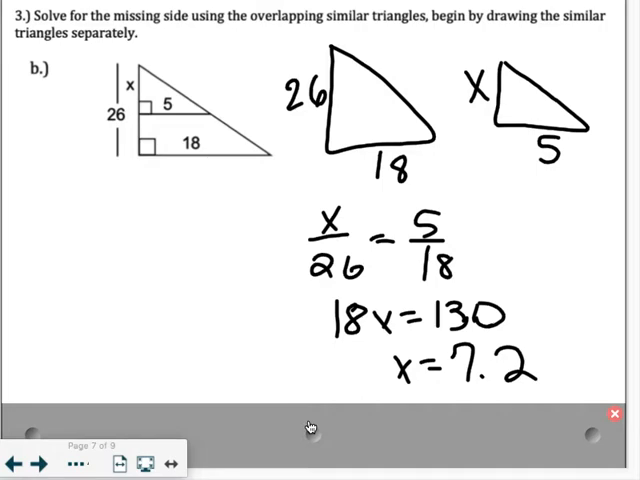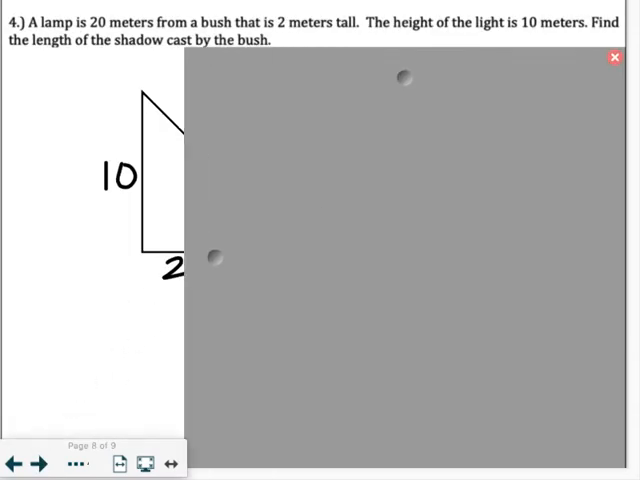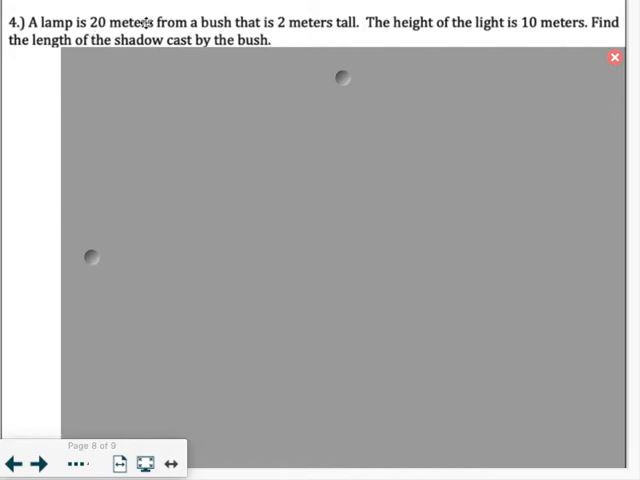Now we have a couple of word problems here. The challenge on these problems is to decide: am I going to start with an overlapping situation like this, or will they start in separate situations? So let's go ahead and read these and find out. A lamp is 20 meters from a bush that's 2 meters tall. The height of the lamp is 10 meters tall. Find the length of the shadow that's being cast by the bush.